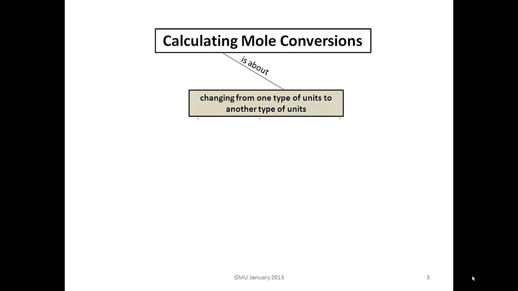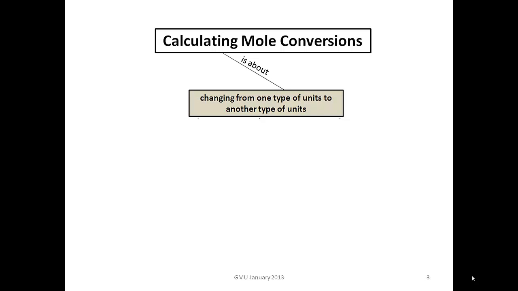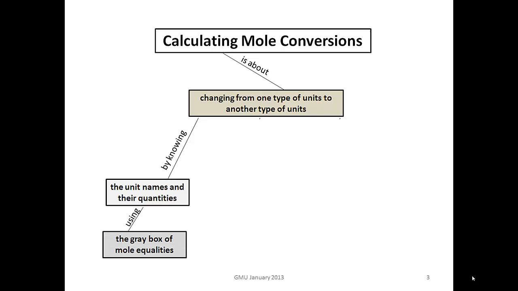Calculating mole conversions is about changing from one type of units to another type of units. You already do this in everyday life. For example, you might change from a $1 bill to 4 quarters. And you need to know the unit names and their quantities. For example, you know that a $1 bill is 100 cents and a quarter is 25 cents. But in this module, you'll be using the gray box of mole equalities. More about that in another movie.